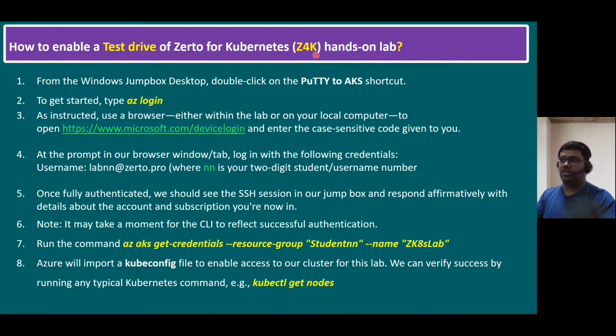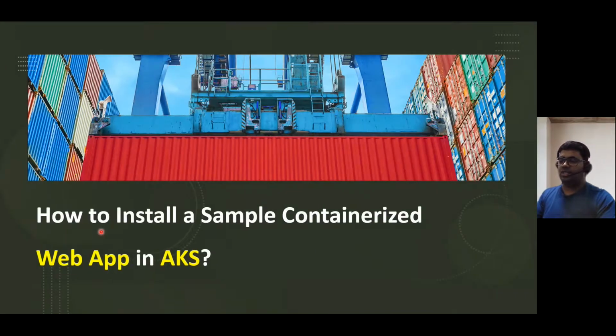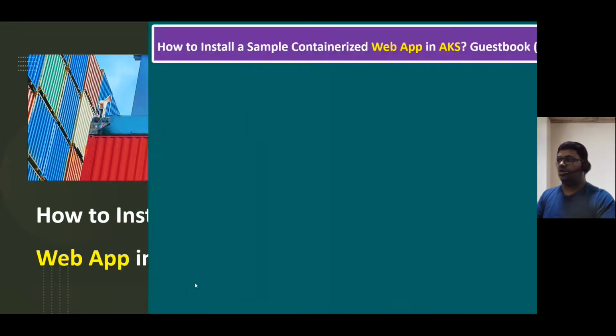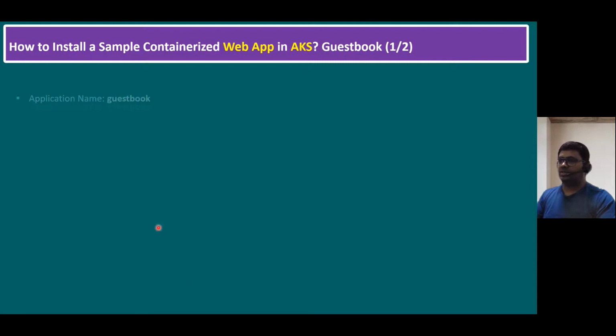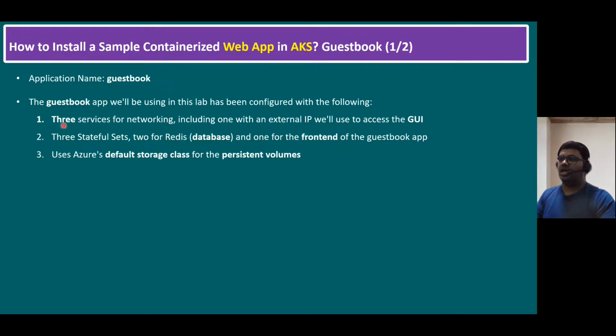We already enabled the Zerto for Kubernetes hands-on lab. Now we can do the second step, how to install a sample containerized web application in AKS. So let's observe the instructions. First, the sample web application we are taking is Guestbook. Maybe if you are from a Kubernetes background, you are already aware of Guestbook. The Guestbook app we will be using in this lab has been configured with the following.